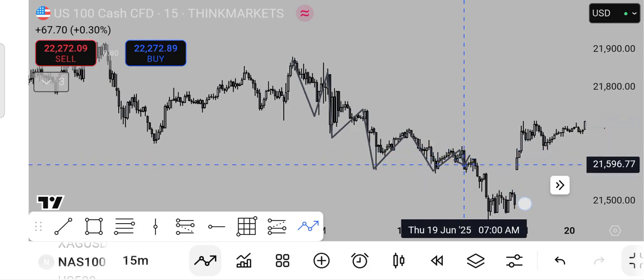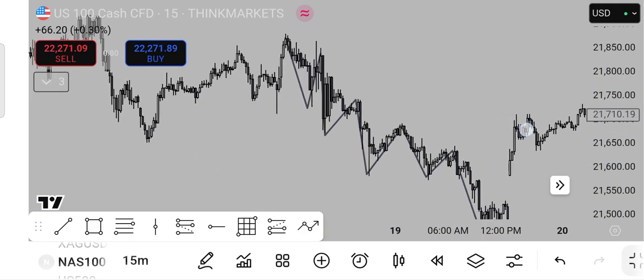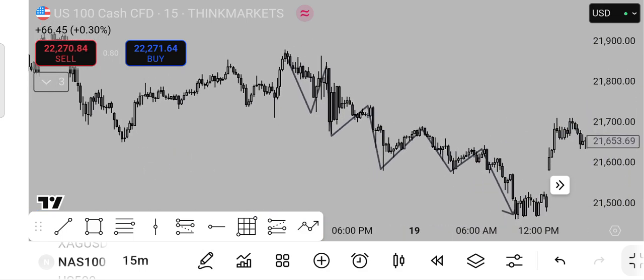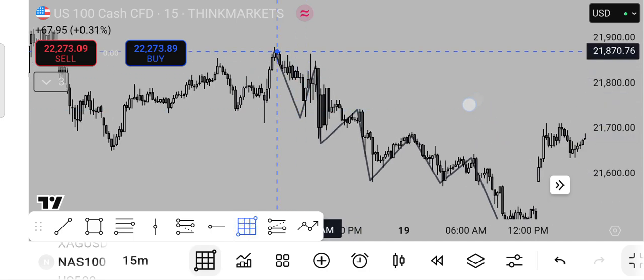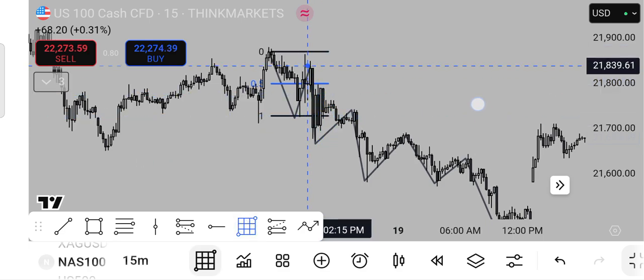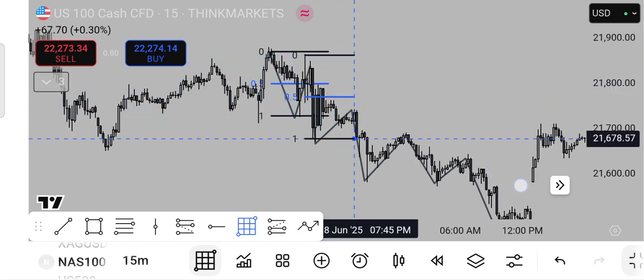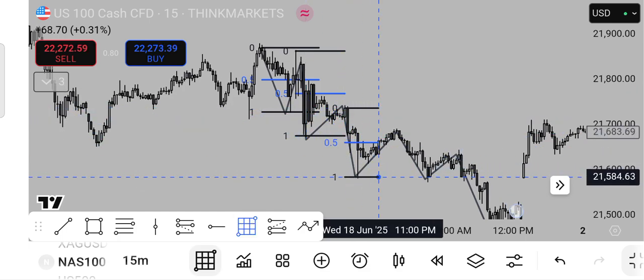Like here, you can see that. This is the clear market structure example. Market is just moving in a downside trend. You can see that. See, this is an equilibrium zone also here. This is also an equilibrium zone. This is also an equilibrium zone.